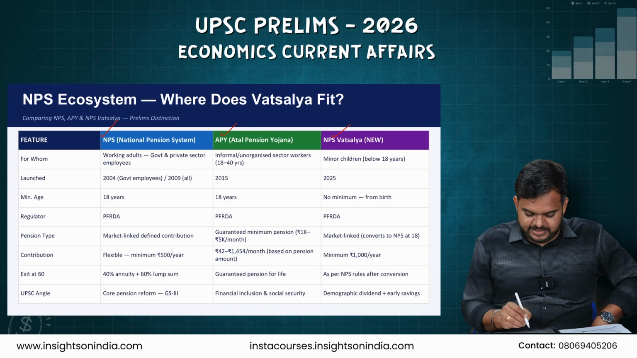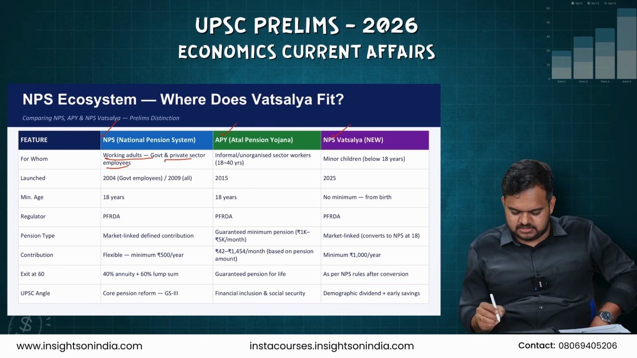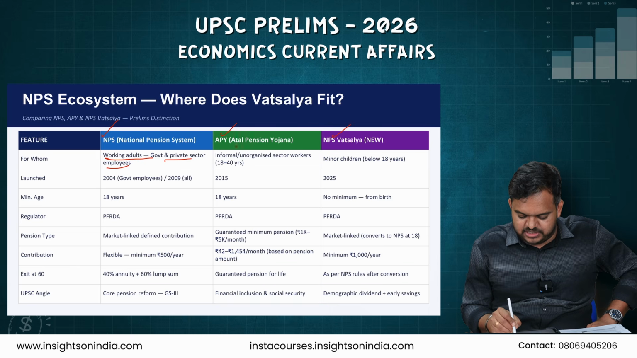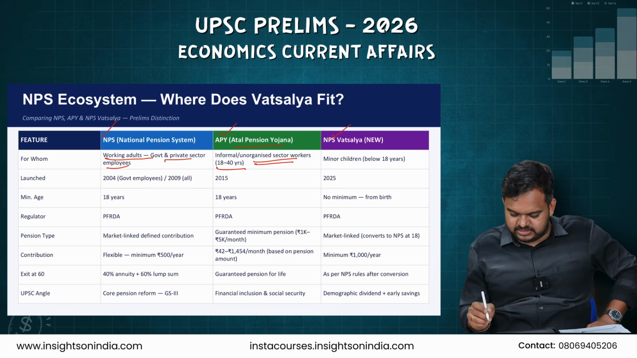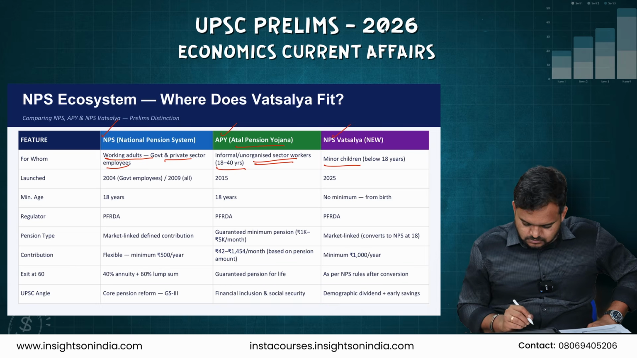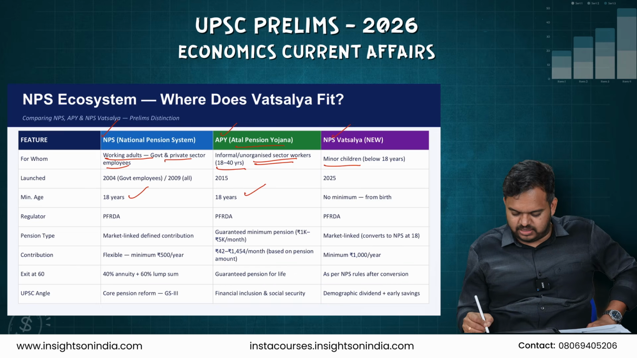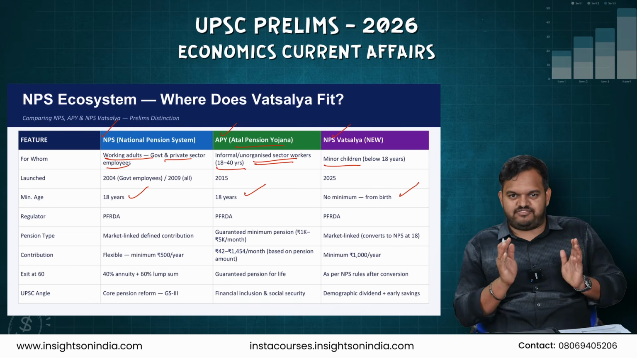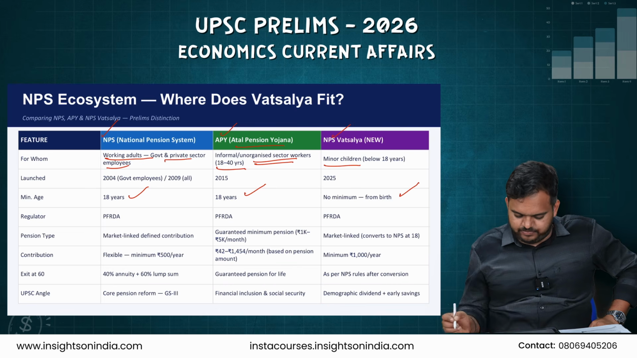For whom? NPS is for working adults, government or private sector employees. APY, Atal Pension Yojana, is for 18 to 40 years of age, for unorganized sector workers. Vatsalya Yojana is for minor children. Launching date, no need to worry. Minimum age for NPS and APY is 18 years, but for Vatsalya there is no need; right from the birth of the kid, the account can be opened. Regulator is the same for all three.